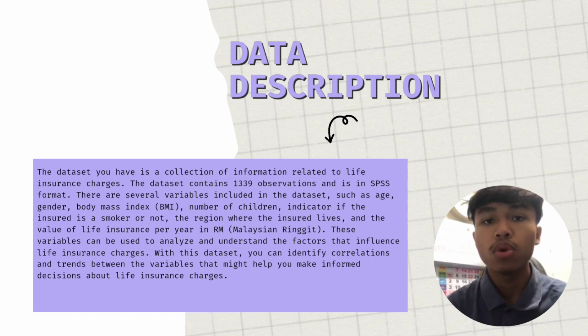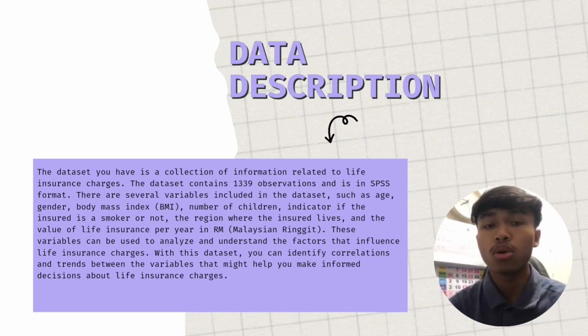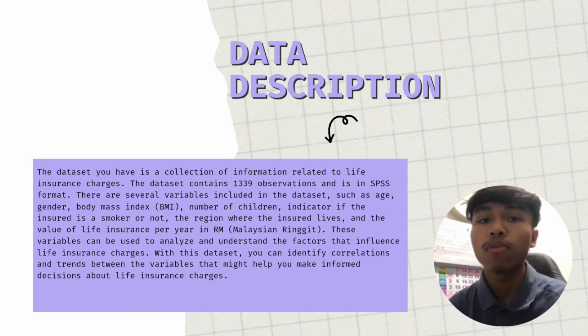The data set you have is a collection of information related to life insurance charges. The data set contains 1339 observations and is in SPSS format. There are several variables included in the data set, such as age, gender, body mass index (BMI), number of children, an indicator if the insured is a smoker or not, the region where the insured lives, and the value of life insurance per year in ringgit Malaysia.